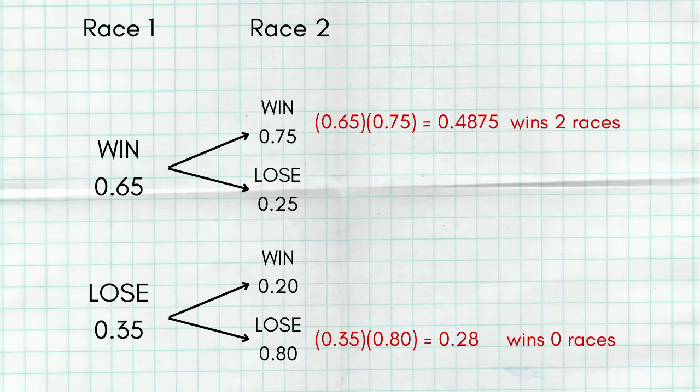Now what about 0? Let's follow that bottom branch. No wins. 0.35 for the first race and then 0.80 for the second race. That's going to give us a total of 0.28.